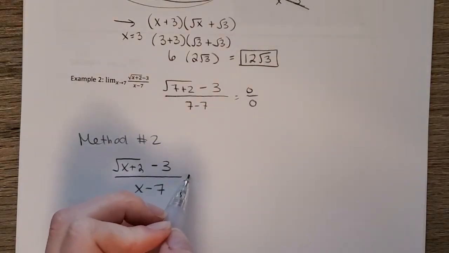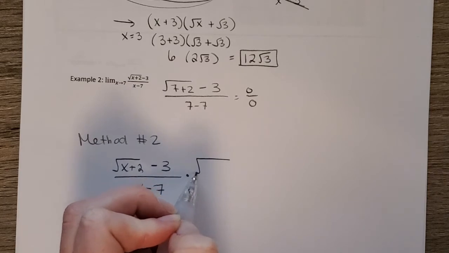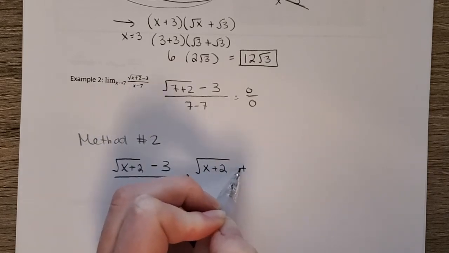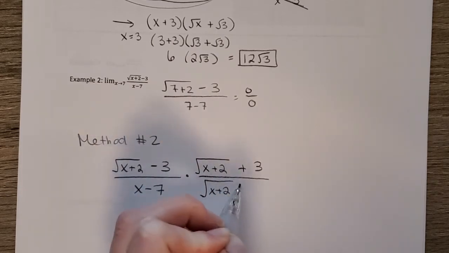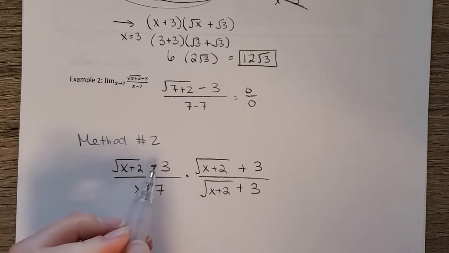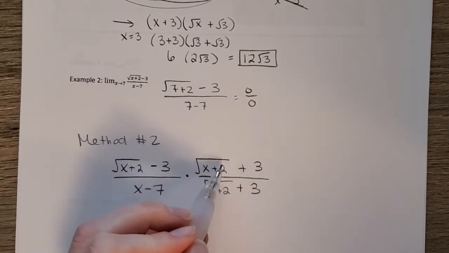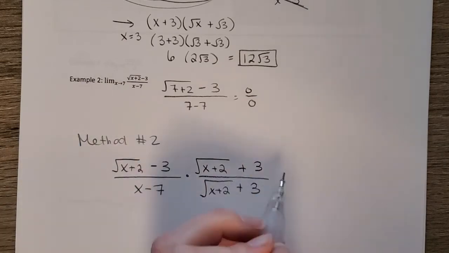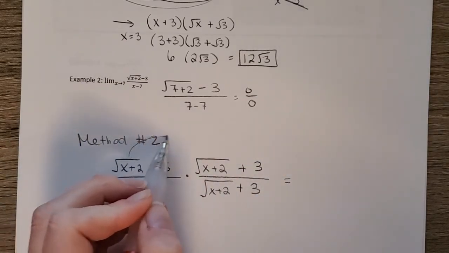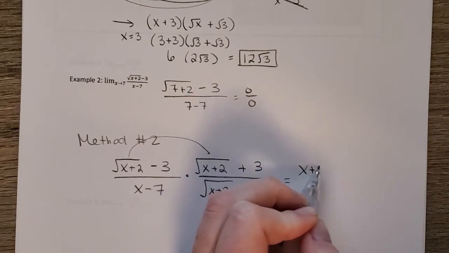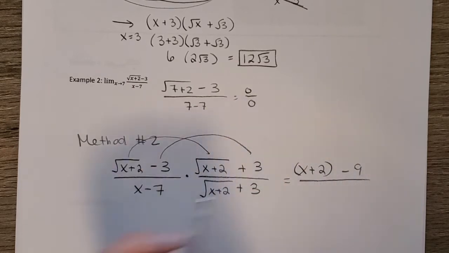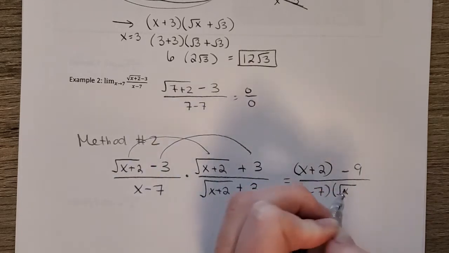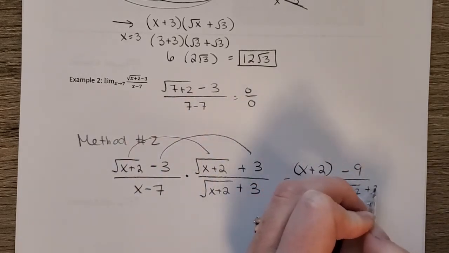To work this problem out, we're going to rationalize our numerator this time because the radical is on the top. Same idea: we write the exact same terms with the opposite sign. The reason we do that is that with the opposite sign, our middle terms will cancel and it will get rid of the radical. So if we simplify the top, we do the radicals together and end up with just x plus 2, and then our whole numbers, we end up with minus 9. And on the bottom we have x minus 7 times radical x plus 2 plus 3.